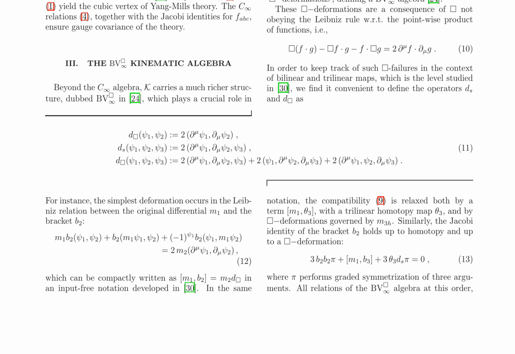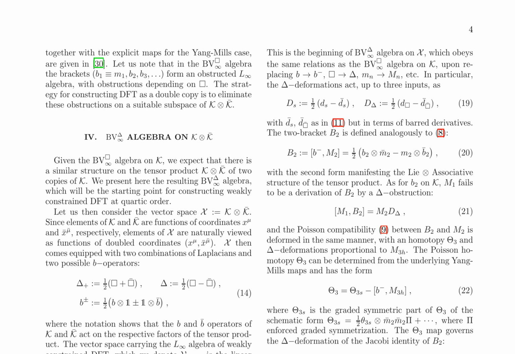The paper then introduces a new kinematic algebra on the tensor product X equals K circled times K-bar, with a nilpotent derivation M1, a two-product M2, and a three-product M3H. This C-infinity algebra is also part of a larger BV increment infinity algebra, which includes a B-minus operator, a two-bracket B2, and a three-product B3. The BV increment infinity algebra has increment deformations that act on X, and it is expected to have infinitely many higher products.